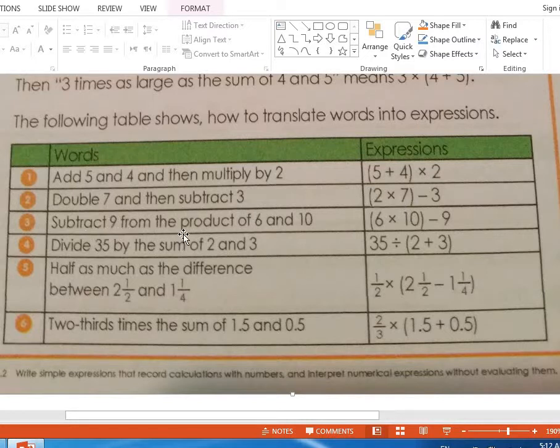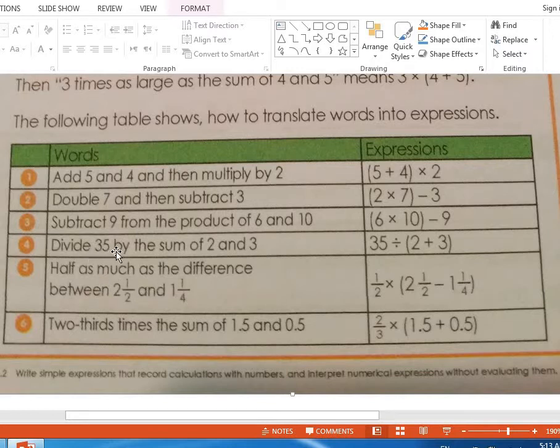Subtract 9 from the product of 6 and 10. Product of means 6 times 10. The answer of multiplication is called product. All minus 9. All subtract 9 from them.